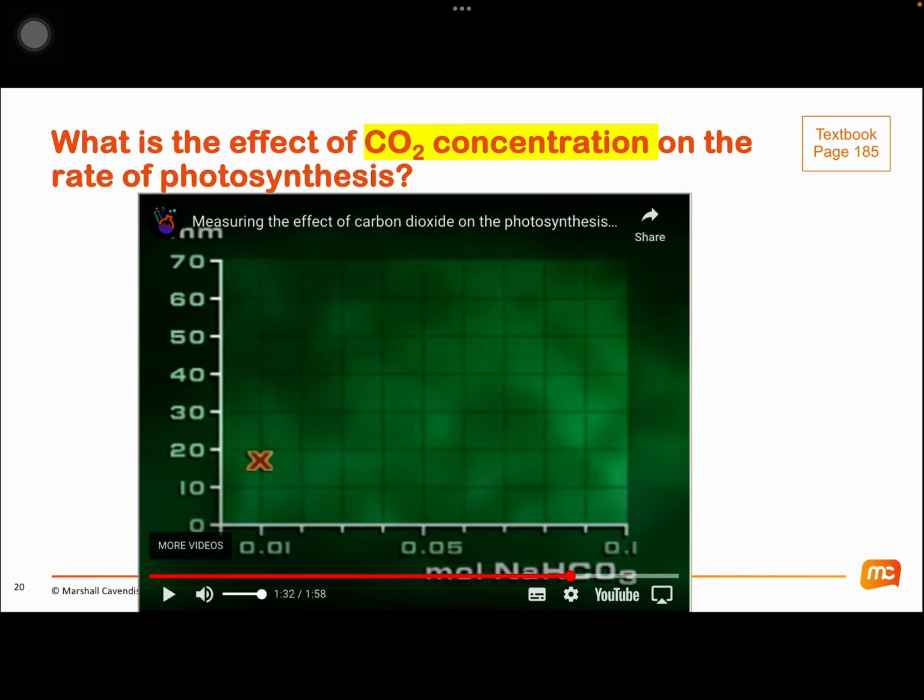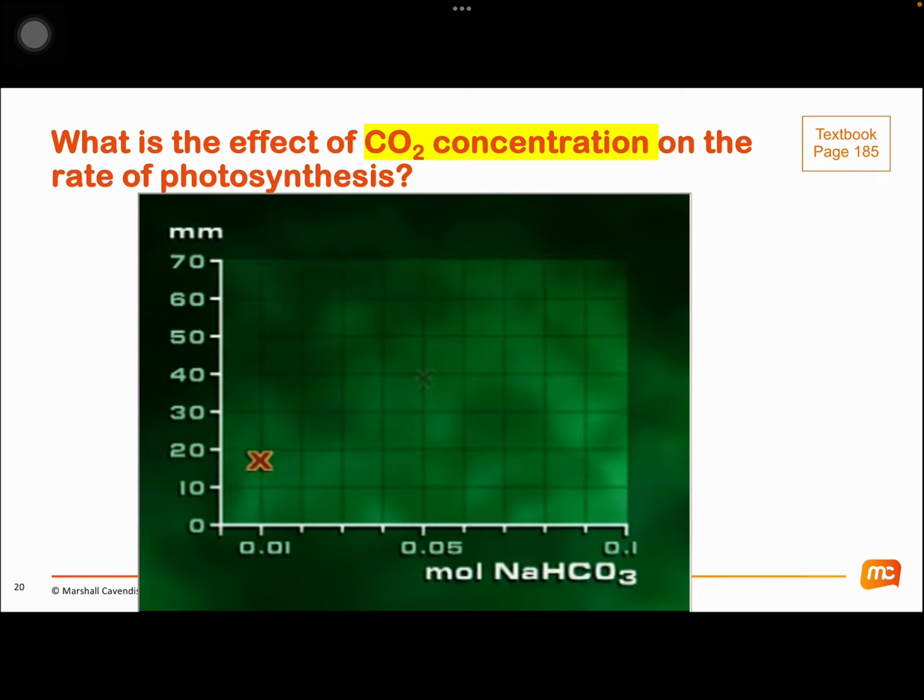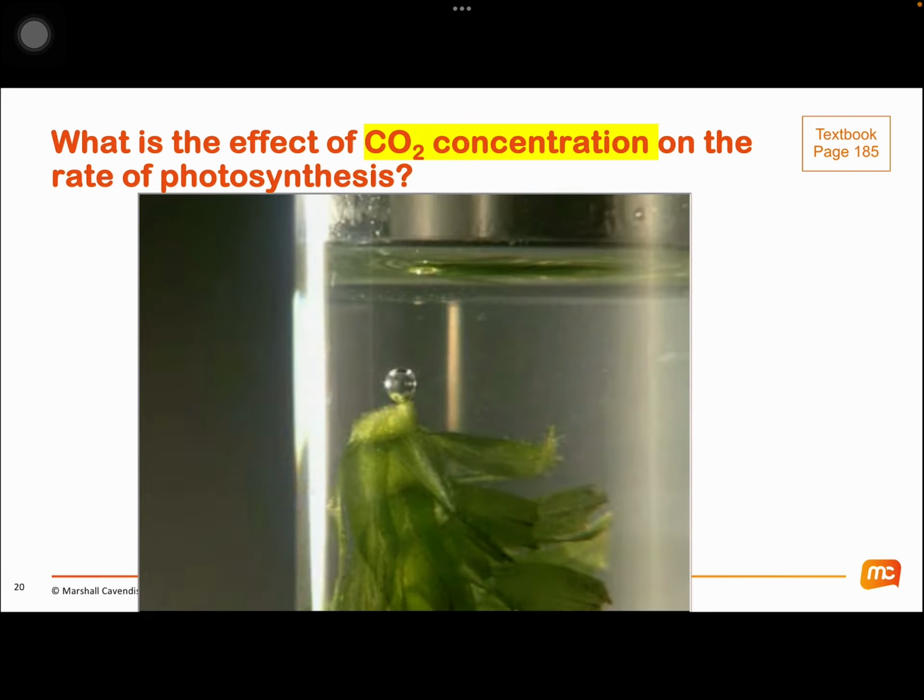So in this experiment, we see how far the bubble travels, because the further it travels means that there is more oxygen being produced. At a concentration of 0.05, the bubble is 39 millimeters. At 0.1 molar, the bubble is 64. As CO2 concentration increases, so does the size of the oxygen bubble. How has increasing the CO2 level affected the rate of photosynthesis?